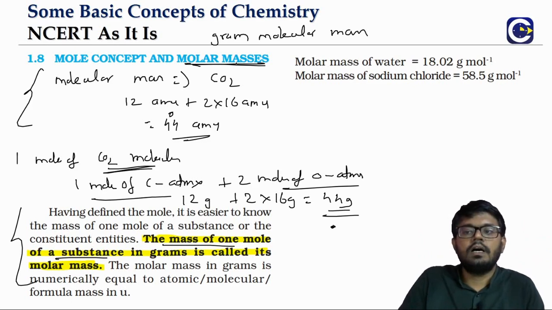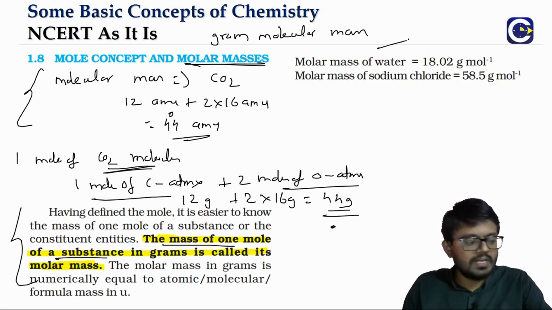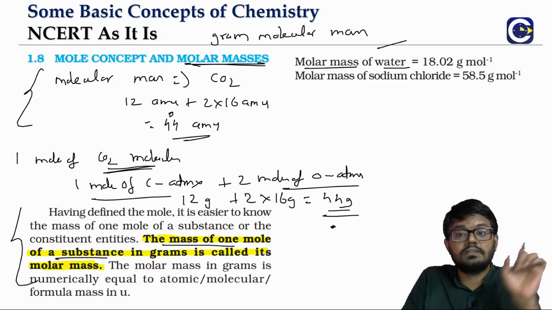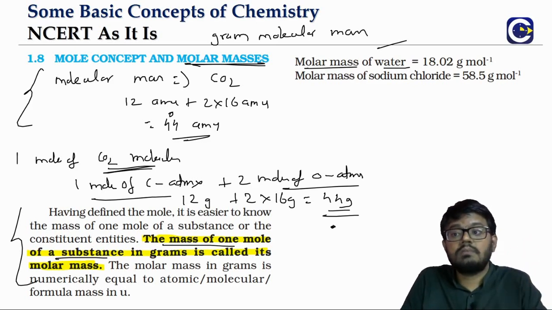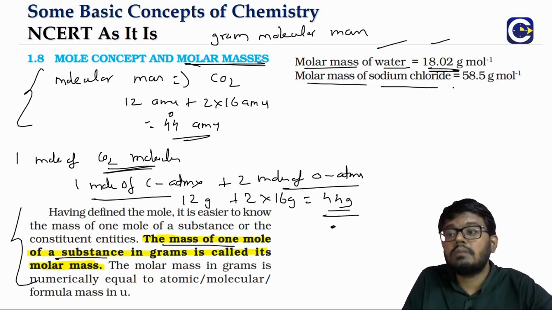The thing is very simple. The value will be the same as the molecular mass. The only difference will be that it will be in grams. So if you want to talk about the molar mass of water, we will be very often using the word molar mass. What is the molar mass of water? It is 18 grams.